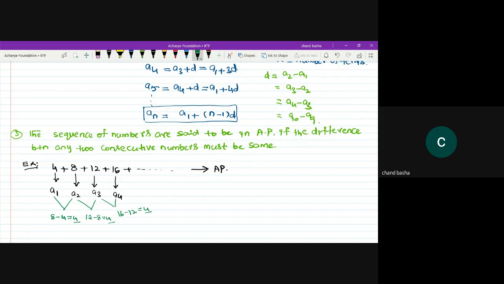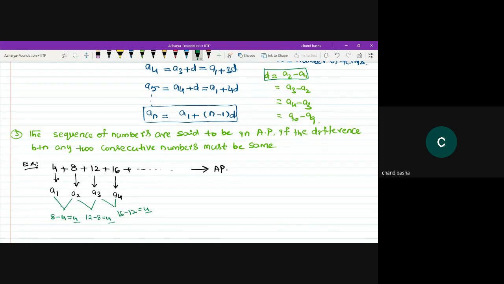Sir, can we take only A2 minus A1? Shall I take A1 minus A2? No, we cannot take it like this. You can always take the difference for finding the common difference. What is the formula? A2 minus A1, second minus first, third minus second, fourth minus third. Like that you can take, right?